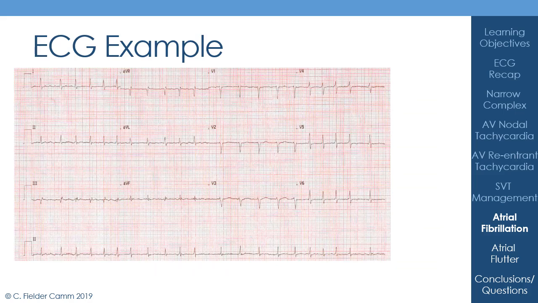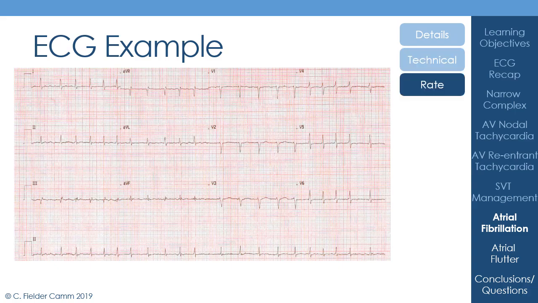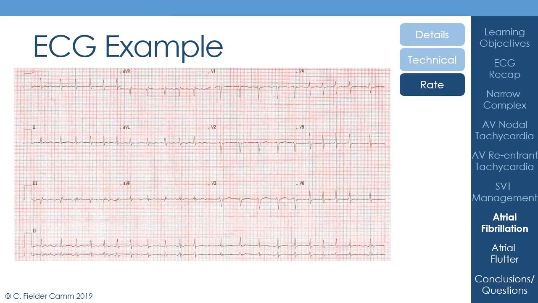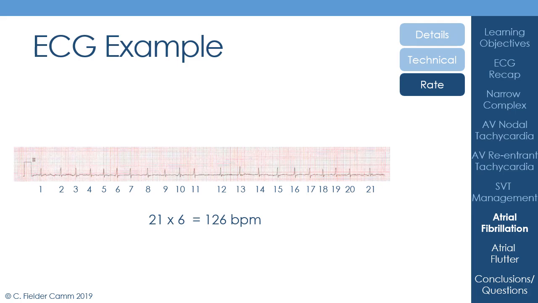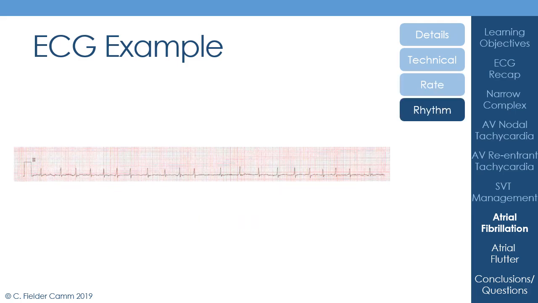Okay, so let's go through it together. As usual, no details, but let's say this is an 80-year-old man who's come in feeling breathless. You can see from a technical point of view that it's calibrated normally based on the rectangles on that left-hand side. In terms of heart rate, let's have a quick look. We've got 21 complexes there, so it's going at about 126 beats a minute. So we've got a tachycardia.